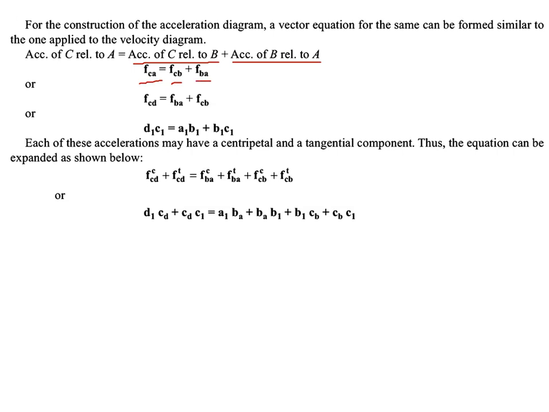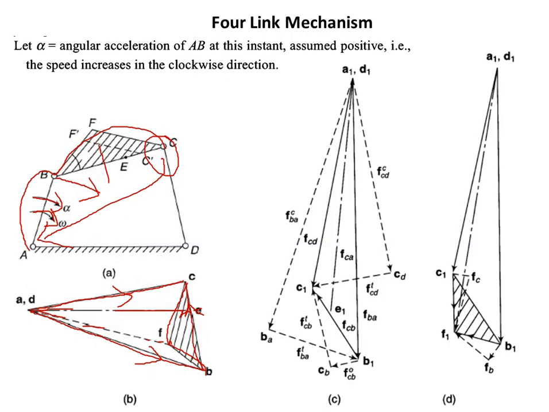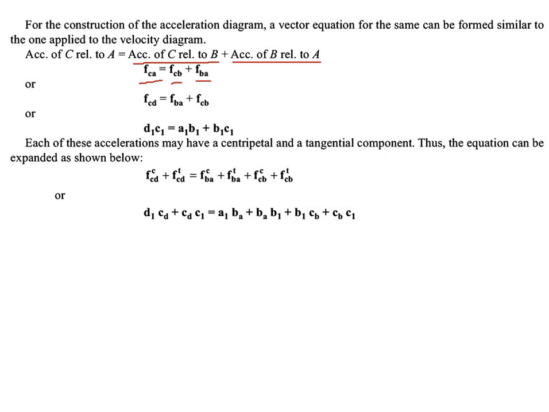Okay, and A point and D point are nothing but the same. So C we can take as C and A we can replace by D. So let us take CD. So FCD is nothing but FBA plus FCB. Okay, so this can be written in the form of acceleration now, that is D1C1 is equal to A1B1 plus B1C1. So this is the equation for the acceleration part. It is similar to the velocity only.